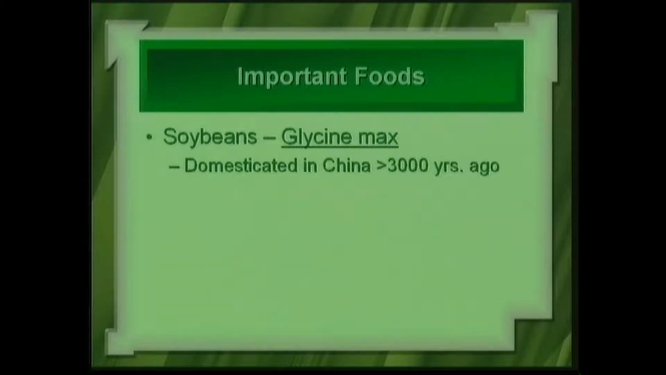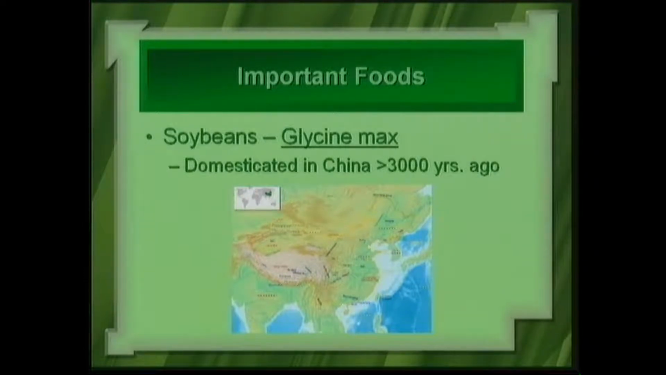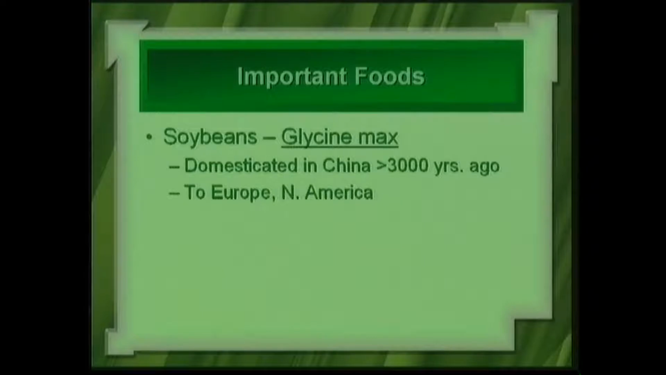So this is a little map of China. I think you folks have seen that before. And from China, from whence it came, it was eventually taken to Europe and then thence to North America. People weren't that interested in the soybean, though, because they had other things that they wanted to grow instead.